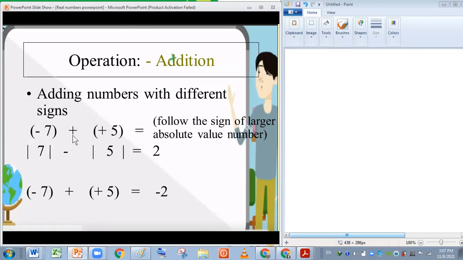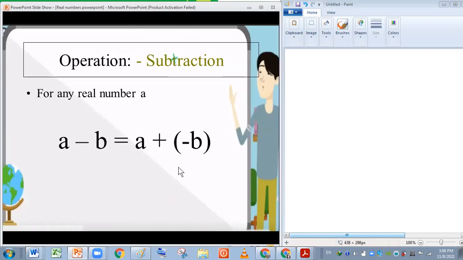For example, what you should do here is just get the difference of the absolute values, so that is 2, and then it follows the sign of the larger absolute value, which is 7. That is a negative, so that is negative 2. Subtraction, in a different sense, you can also write as a minus b, which is just the same as writing a plus negative b. They are equivalent to each other.